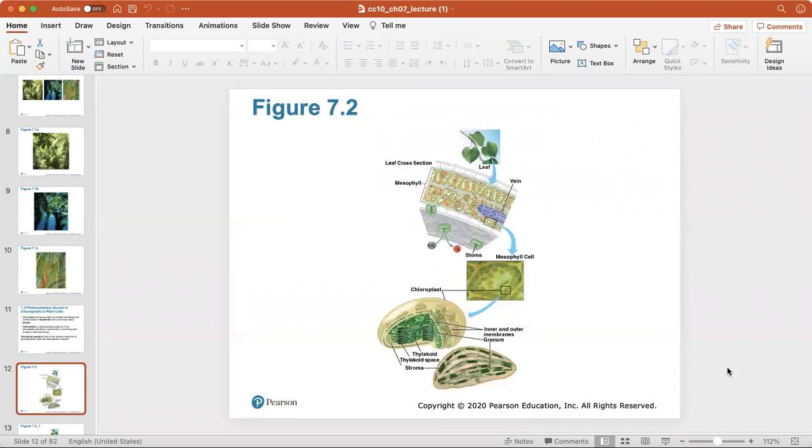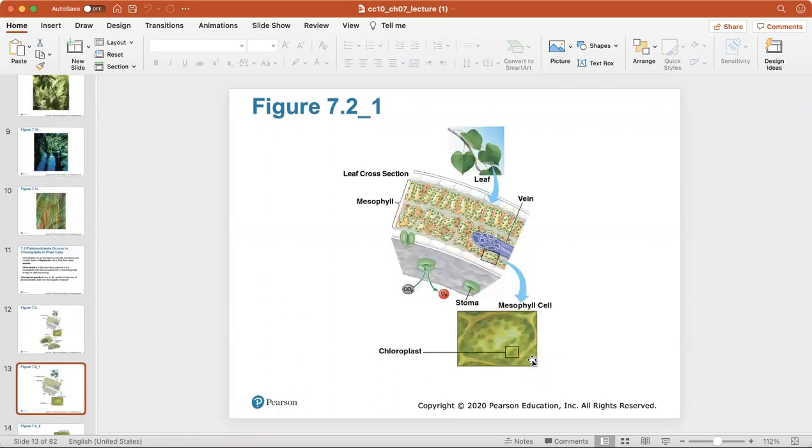So here we have a look at a leaf and how it's broken into the cross section. Here's the mesophyll and then the cell. And then within that cell, you see these green circles. And these are the chloroplasts, within which are what we call the thylakoids and the stroma surrounding them. So these are the chloroplasts where photosynthesis will occur, and they are what give plants their green color.